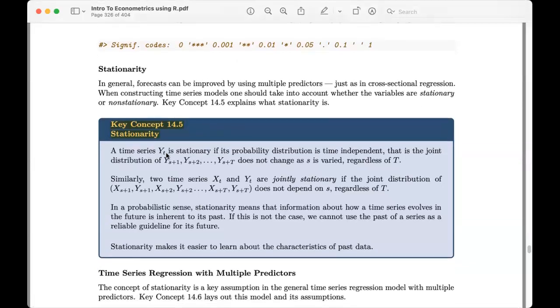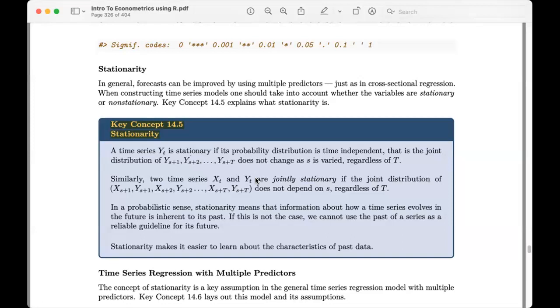So stationary: a time series Y_t is stationary if its probability distribution is time independent, so the probability distribution doesn't depend on time. That is, the joint distribution of Y_{s+1}, Y_{s+2} up to Y_{s+T} does not change as s is varied, regardless of T. Similarly, two series X_t and Y_t are jointly stationary if the joint distribution of the series does not depend on s, regardless of T.